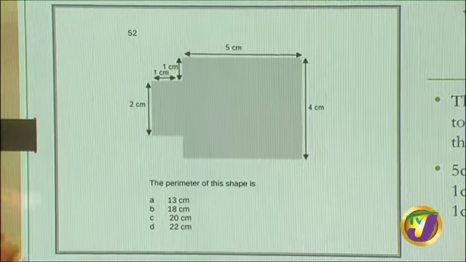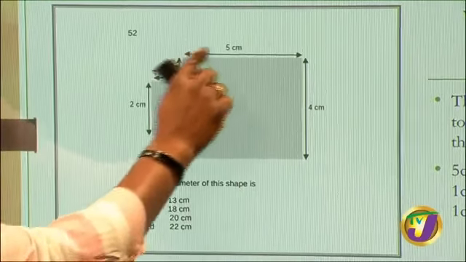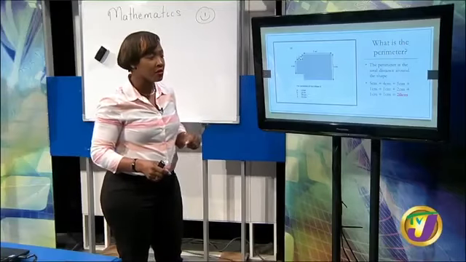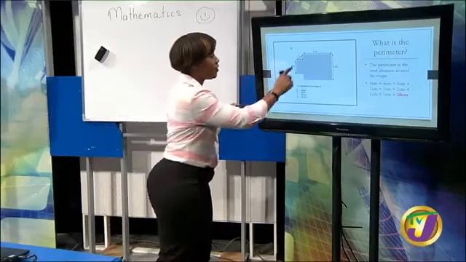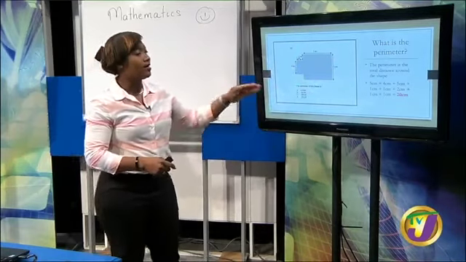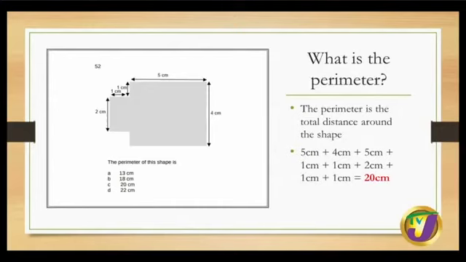So when you're doing perimeters, you have to add not just the sides that are labeled, but every measurement around it. It's like you're going to build a fence around this house. You have to enclose everything. You can't just build a fence around yourself, because people can't get in right here. So you have to incorporate all the measures, all the units. So we have a total of 20 centimeters. So the perimeter for this shape is 20 centimeters, and you get the perimeter by adding all the distance around the shape.